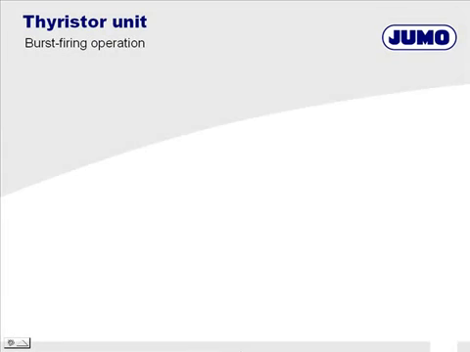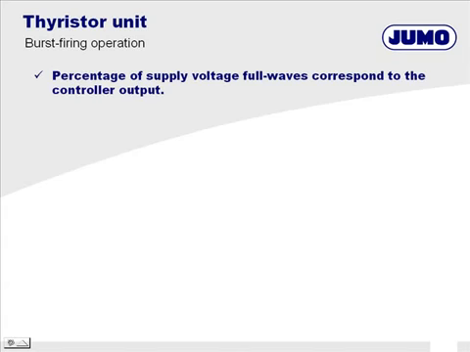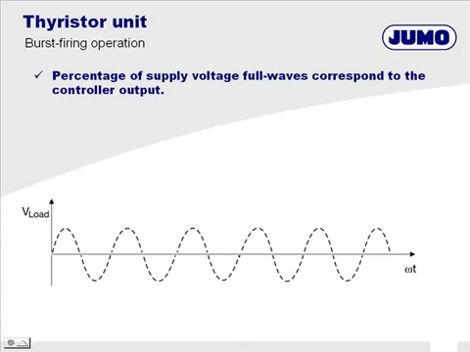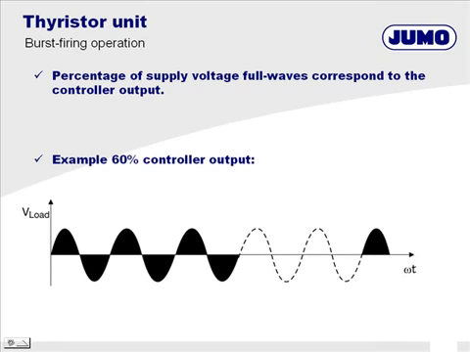A Thyristor unit can be used in the so-called burst firing operation. The diagram shows the supply voltage. In case of burst firing operation, only a part of the supply voltage full waves are switched on the load. If the controller requires, for example, an output of 60%, 3 supply voltage full waves will be switched on the heater and 2 full waves are inhibited. Switch on and switch off is always affected at the zero crossing point.